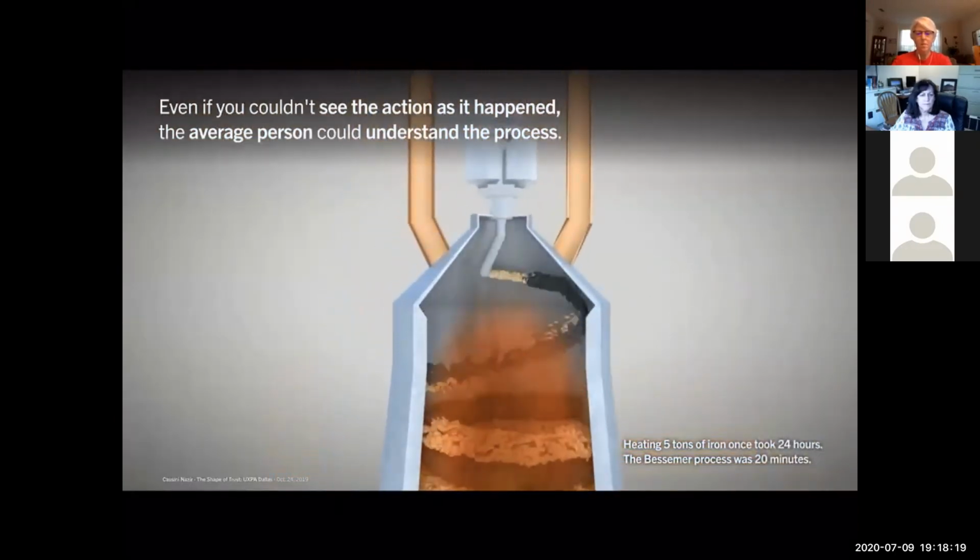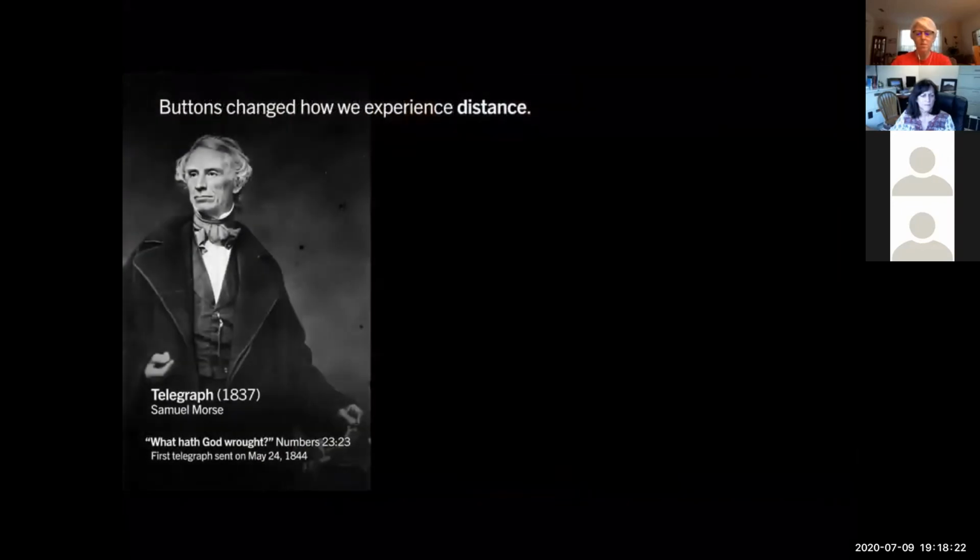And buttons changed how we experience distance. When Samuel Morse created the telegraph, it compressed distance between people. There is now possible instant communication, very much in the same way that we're interacting here today, across hundreds of miles.